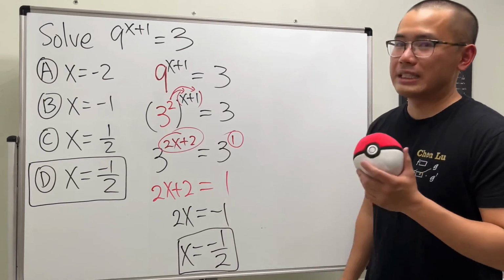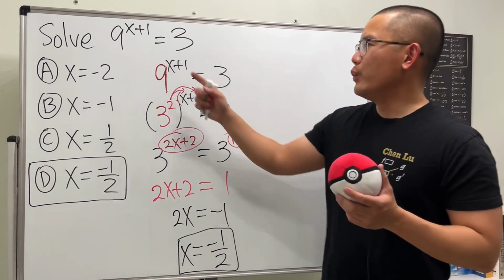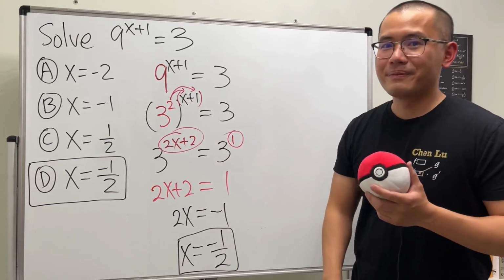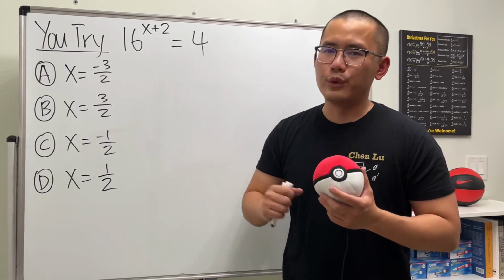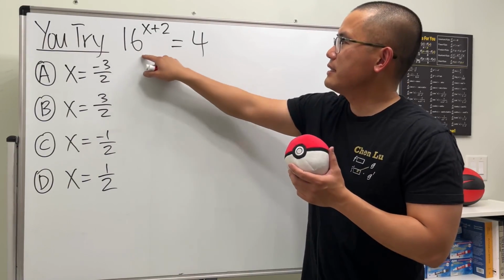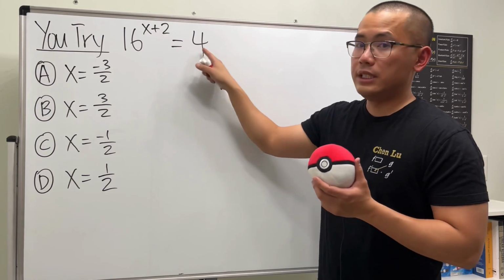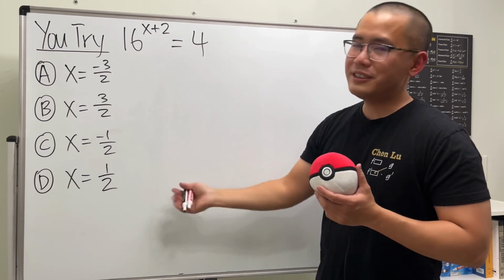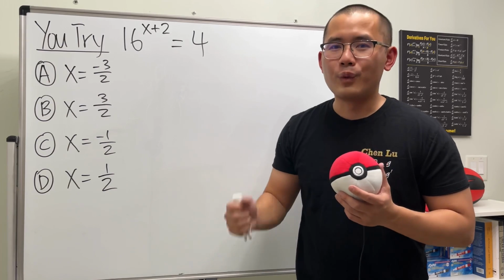So that's how we solve an exponential equation whenever we can make the bases the same. Alright, so you know it. This is the question for you guys to try. Go ahead and solve 16 raised to the x plus 2 power is equal to 4. And here are the answer choices. Comment down below and let me know what you have.